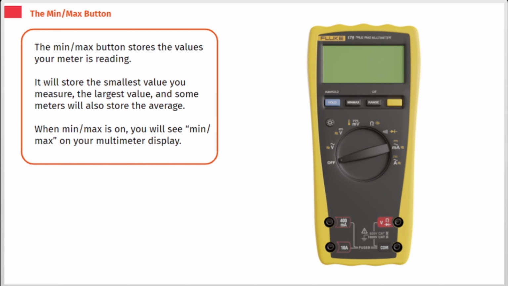The min or max button stores the values your meter is reading. It will store the smallest value you measure, the largest value, and some meters will also store the average. When min or max is on, you will see min or max on your multimeter display.